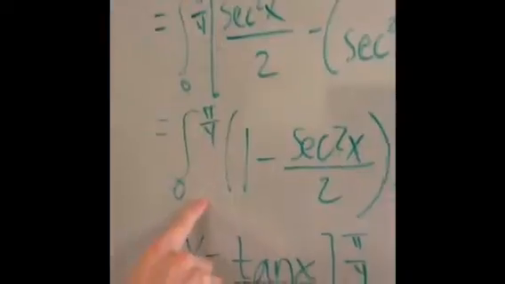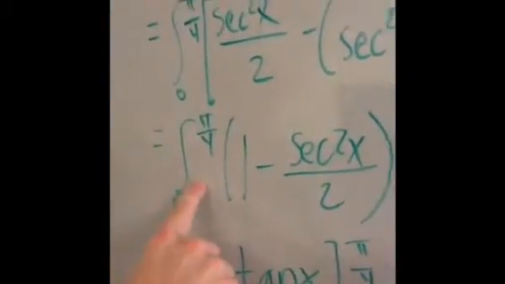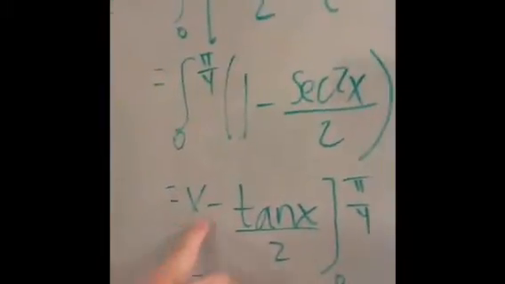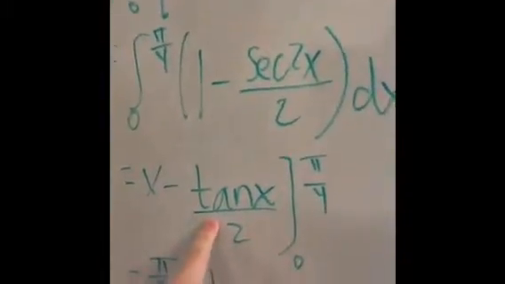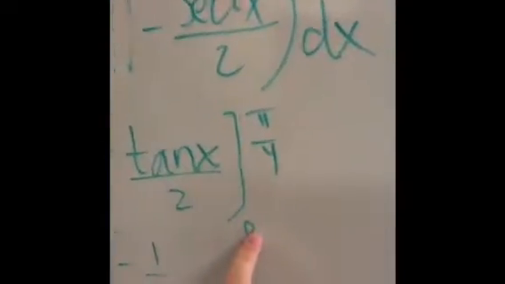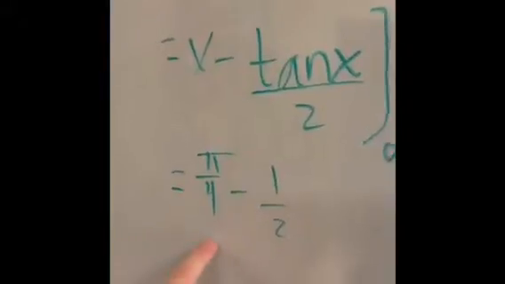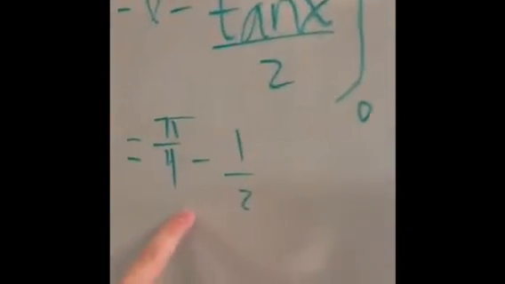Simplify it down even further. 0 to pi over 4, 1 minus secant squared x over 2. So then we integrate this and we get x minus tangent x divided by 2, evaluated from 0 to pi over 4. When you do that, you get pi over 4 minus 1/2, and you shouldn't have to simplify any further than that.